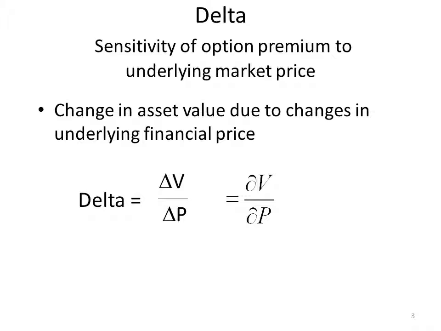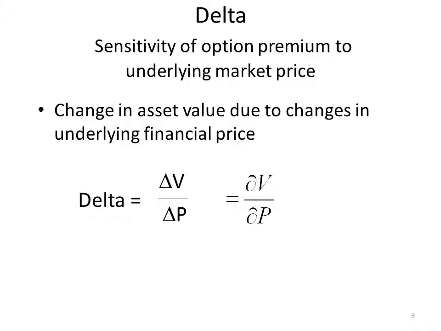Delta is one of the Greeks that receives considerable attention. It measures the sensitivity of the put or call's option premium to the underlying security's market price. We see the change in the asset value due to changes in the underlying in the delta. We measure delta as delta V, change in value of the option contract, divided by delta P, the change in the underlying security's market price.